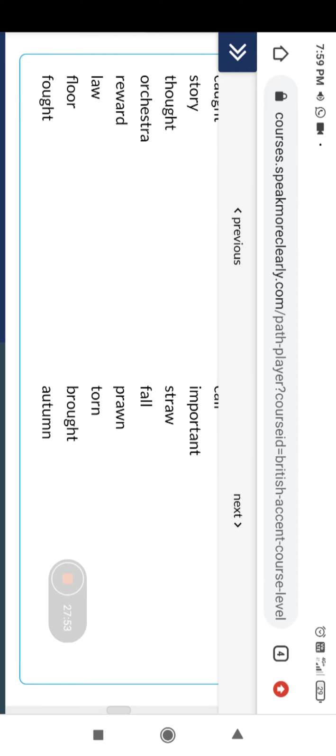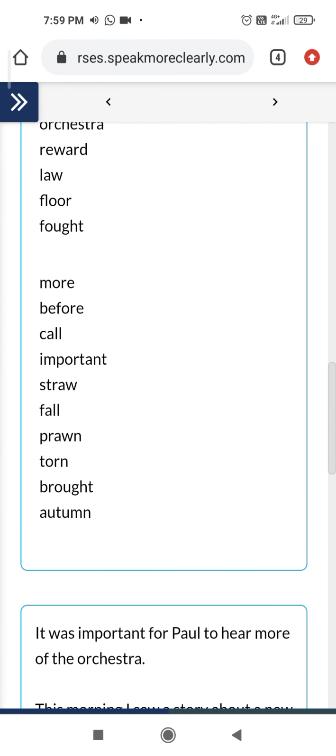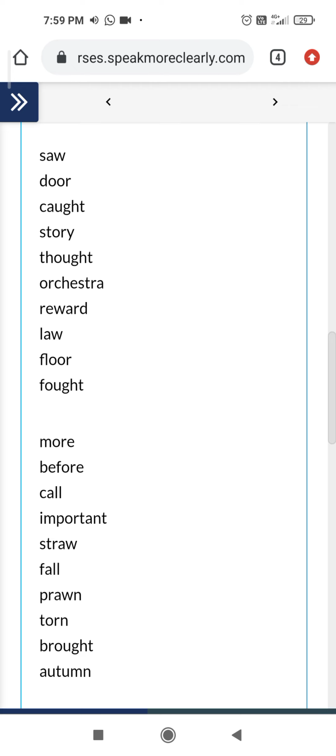Or vowel. Saw. Door. Court. Story. Thought. Orchestra. Reward. Law. Floor. Fought. More. Before. Call. Important. Straw. Fall. Prawn. Torn. Brought. Autumn.